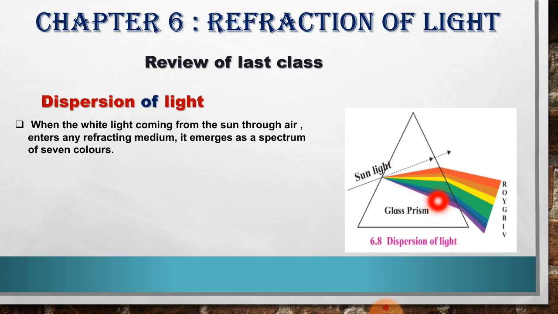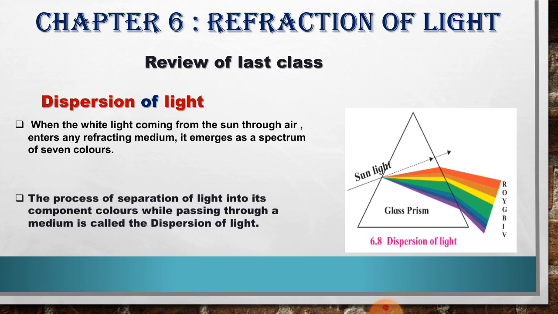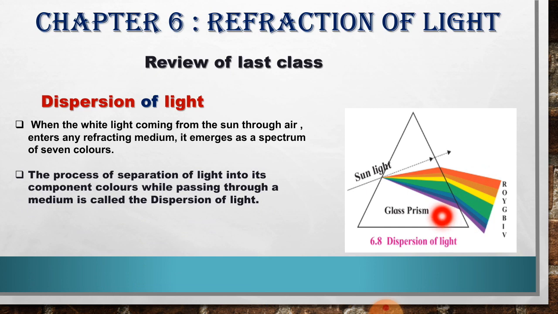What do you mean by spectrum? That means all the combined colors. So here you can see the 7 different colors, which we call Vibgyor. So what is dispersion of light? The separation of light into its component colors while passing through a medium is called dispersion of light. When the sunlight enters this medium, the light gets separated into the 7 different colors. So this is called the dispersion of light.